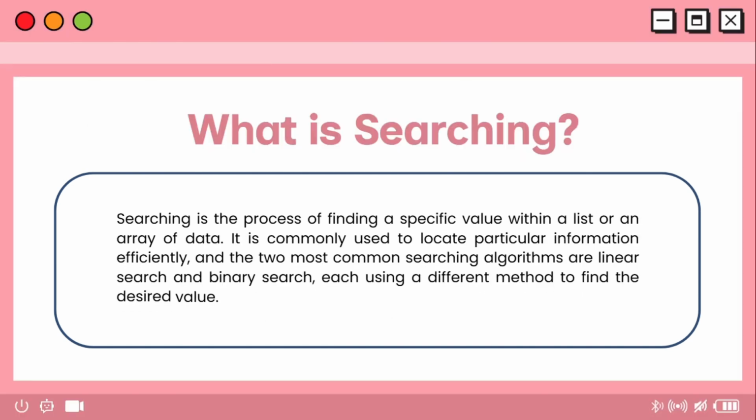Now, in addition to insertion sort, there is searching. What is searching? Searching is the process of finding a specific value within a list or an array of data. It is commonly used to locate particular information efficiently, and the two most common searching algorithms are linear search and binary search, each using a different method to find the desired value.